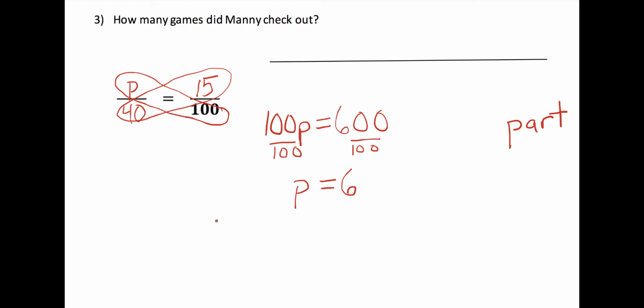Okay? So that tells me that Manny, if p equals 6, has checked out 6 games if he has 15% of the games. So we can say Manny has 6 games.